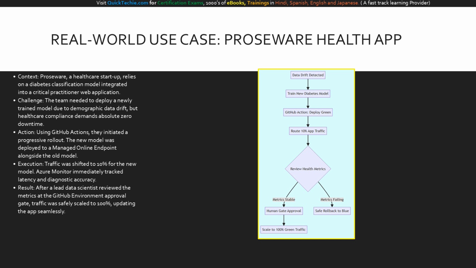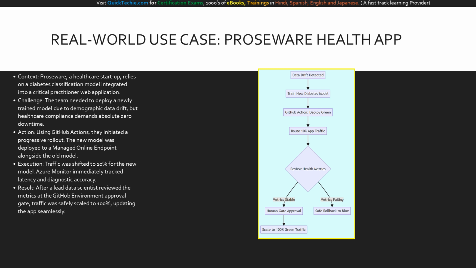The solution: they implemented this exact MLOps strategy. Using GitHub Actions, they initiated a progressive rollout. The new diabetes model was deployed to a green environment on their managed online endpoint. They shifted exactly 10% of practitioner traffic to the new model. During this phase, Azure Monitor scrutinized the response latency and diagnostic accuracy. Once the metrics proved the new model was vastly superior, a lead data scientist approved the GitHub environment gate. Traffic was smoothly scaled to 100%.